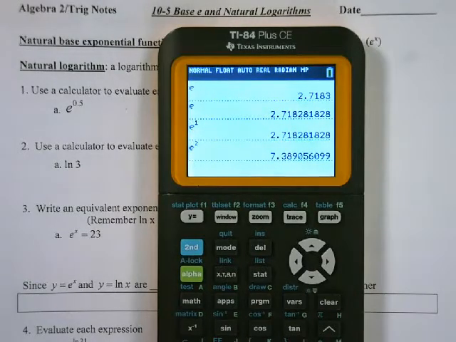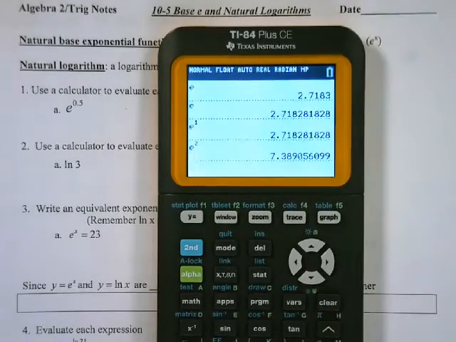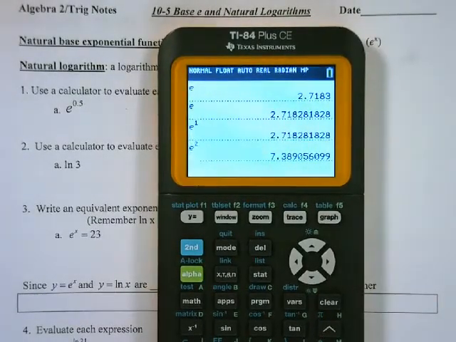Okay? Wait, where's the LN button? He's just to the left of 4. It looks like IN, but it's really an L. Oh. Yeah. So do second and then there you go. Okay.